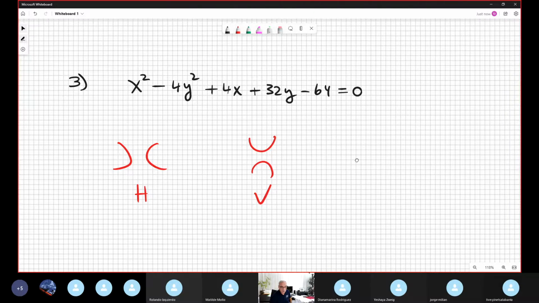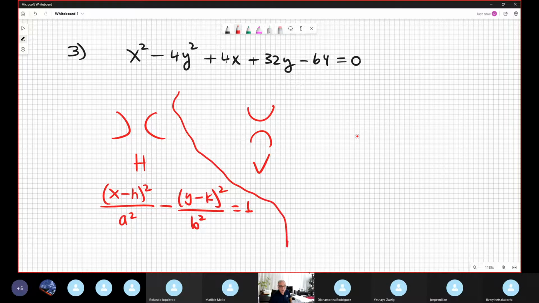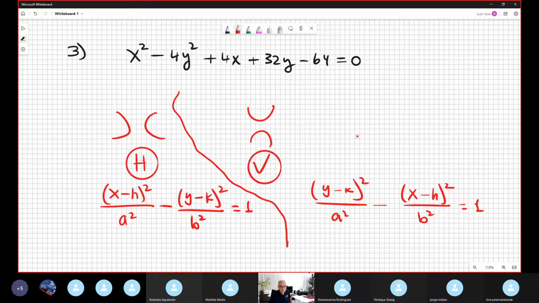Okay, let me recall something. The formula in that case is x minus h squared over a squared minus y minus k squared over b squared equal 1. This is for this. And for that one it is y minus k squared over a squared minus x minus h squared over b squared equal 1. What do you suppose, is the first horizontal or vertical in our specific example?